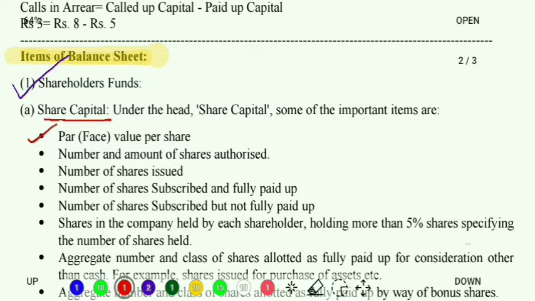So we have understood the meaning of authorized capital. Under authorized capital, how many shares and what amount of authorized capital the company is having, that we get to understand under the share capital subheading. Next, how many shares are issued, how many shares are subscribed and fully paid, how many shares are subscribed but not fully paid, all these things we get to understand under the subheading of share capital.